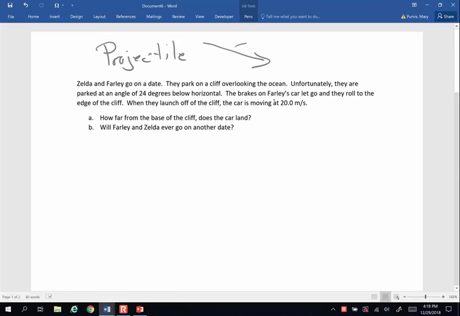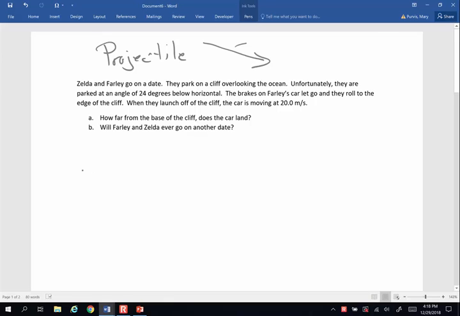Unfortunately, the brakes on Farley's car let go and they roll off the edge of the cliff. When they launch, the car is moving at 20 meters per second. So how far from the base of the cliff does the car land? And will Farley and Zelda ever go on another date?